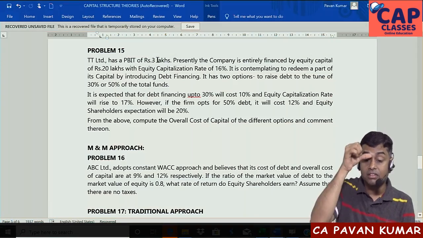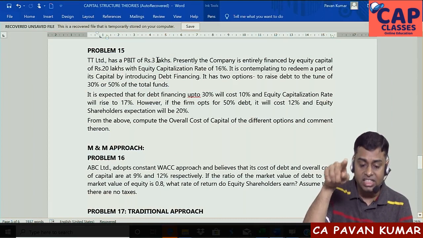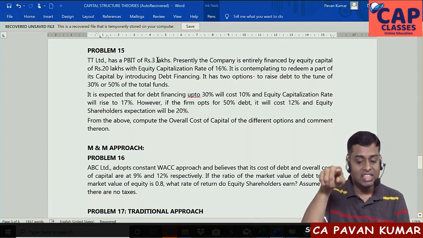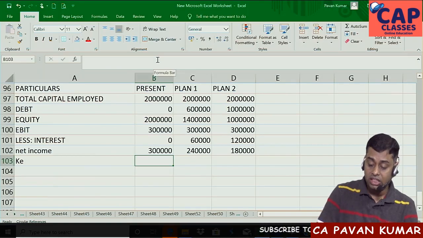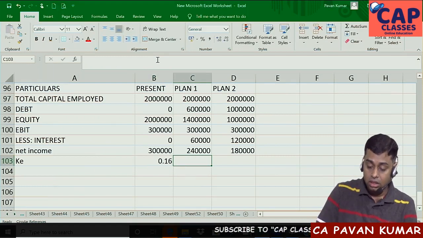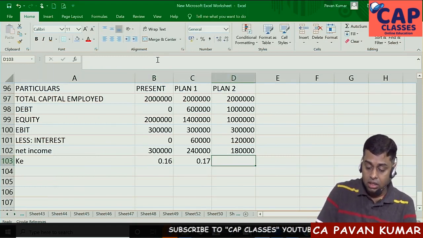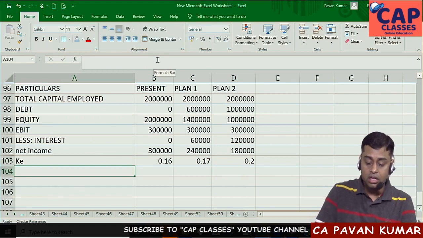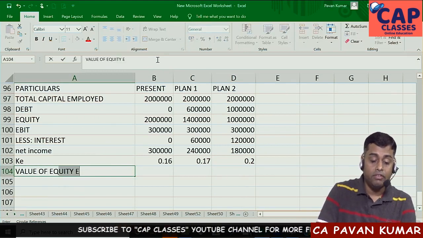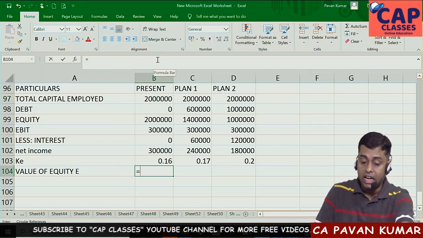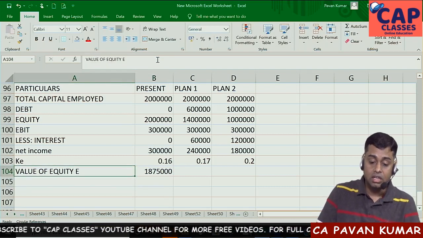So take equity capitalization rate, KE. What is the KE given in the question? Present situation they gave 16, plan 1 17, plan 2 20. So this is 0.16, this is 0.17, this is 0.2. Correct? So calculate value of equity E. How to calculate? This divided by this. Are you following me?